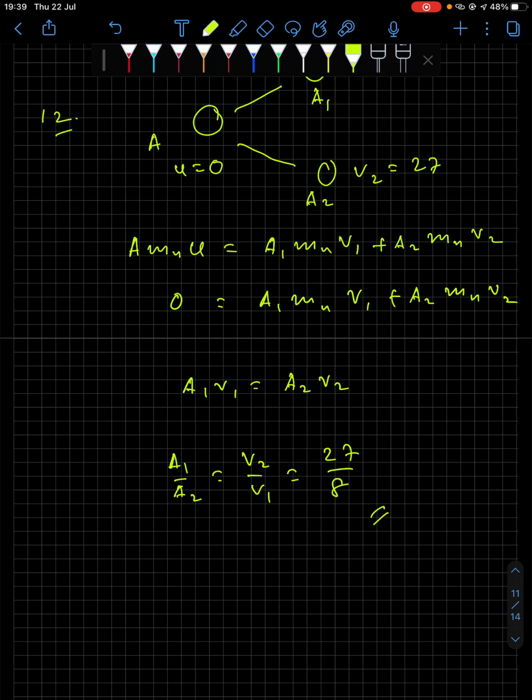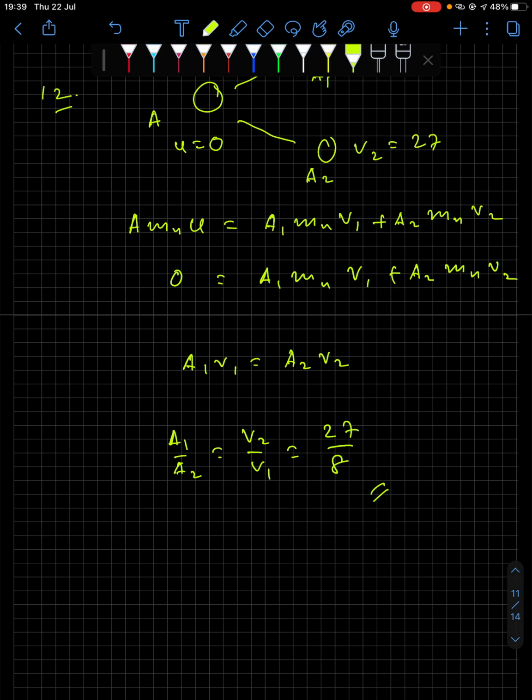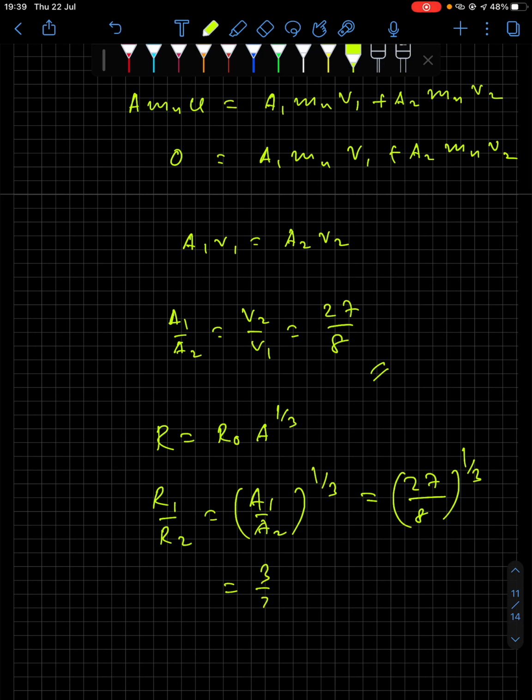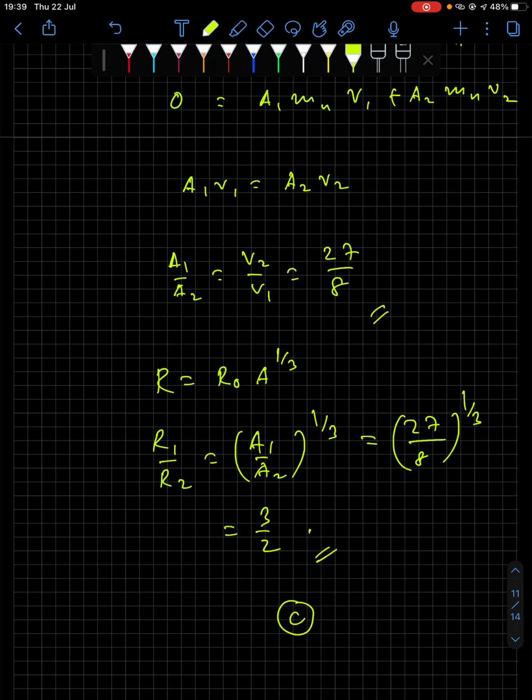So that is your mass number ratio. Now what is the formula for radius? R0 A to the power 1 by 3. So R1 by R2 equal to (A1 by A2) to the power 1 by 3. Yes, so that is (27 by 8) to the power 1 by 3, which gets you 3 by 2. Okay, so what is the answer? Answer is option number C, 3 by 2. Question number 13.